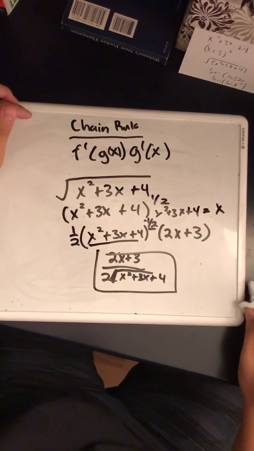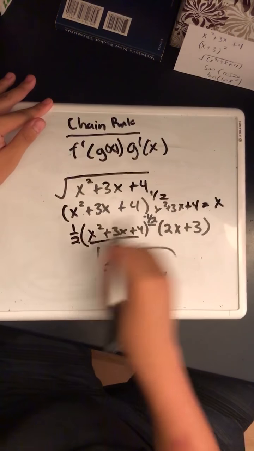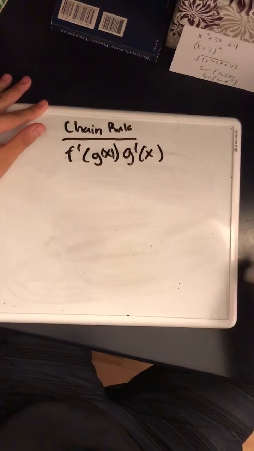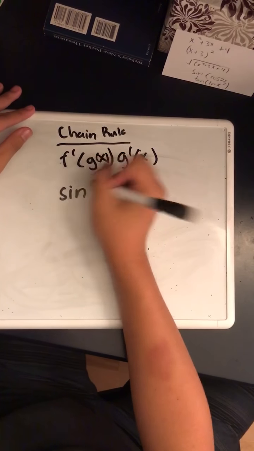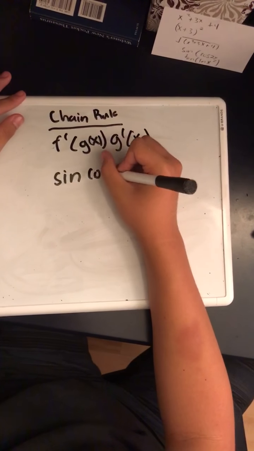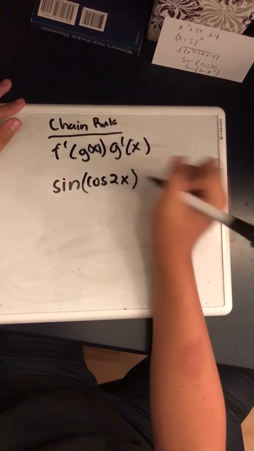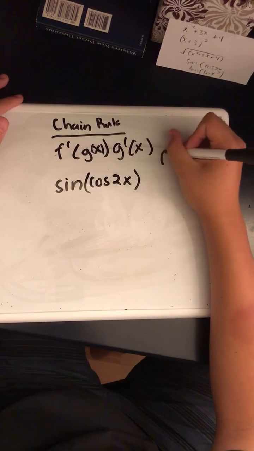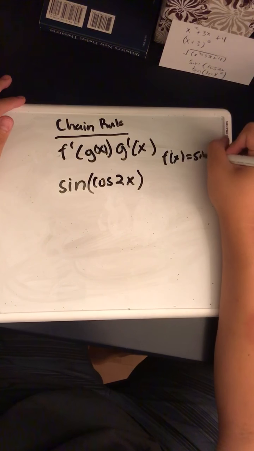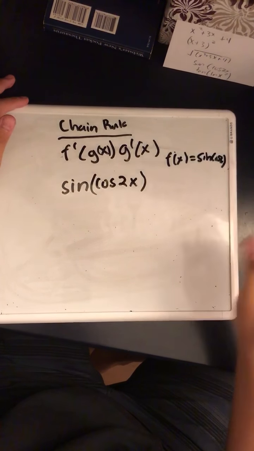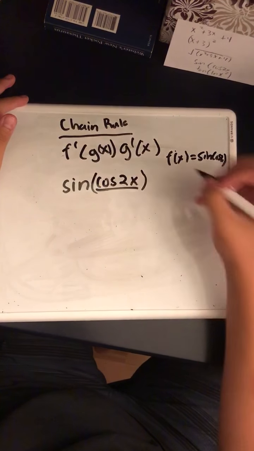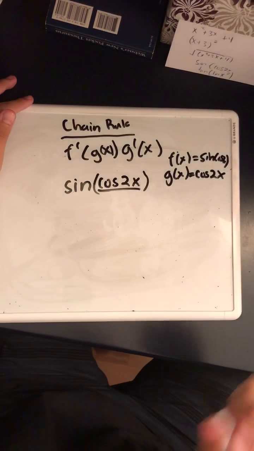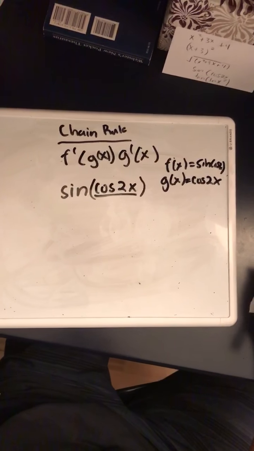So let's try an even harder problem. This time, let's do trigonometry. Let's use trigonometric functions. So let's say sine of cosine 2x. So we're just going to do the same thing right here. The f of x this time is going to be sine of cosine 2x. And then our inside, our g of x basically, is going to be cosine 2x. We're doing the same thing as we did last time.